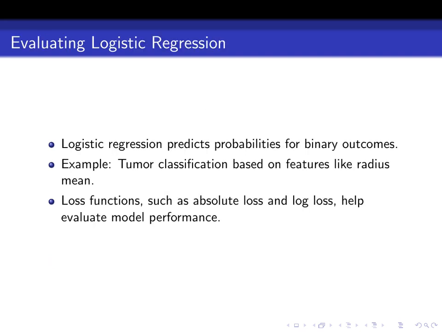Logistic regression models predict probabilities for binary outcomes, making them ideal for tasks like tumor classification. Loss functions like absolute loss and log loss allow us to evaluate how well the model performs. For example, if a logistic regression model predicts a tumor's likelihood of being malignant, the loss functions will help us understand how accurate and confident the predictions are.